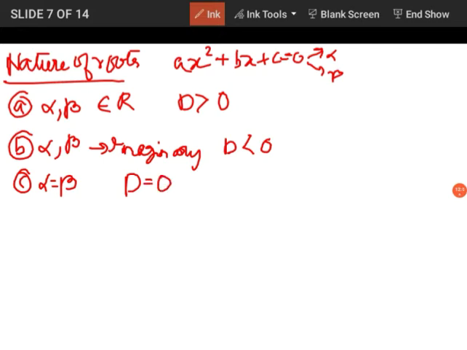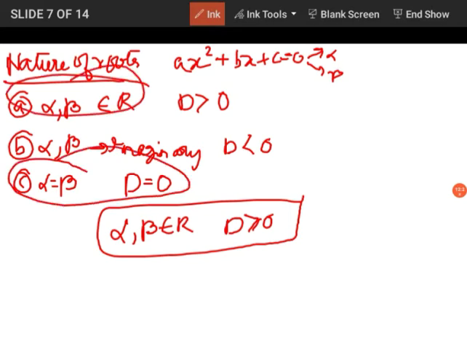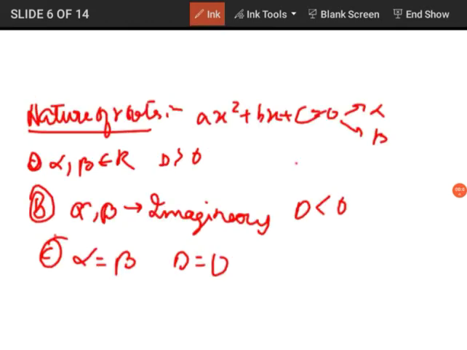Now in many books I have seen that it's written that if alpha and beta are real, then the discriminant is greater than or equal to 0, which is the merging of these two cases, because if alpha and beta are real, they can also be equal. So in that case you can use this, but if it is said that alpha and beta are real and distinct, then use this one only. I hope you understand what I meant by that.